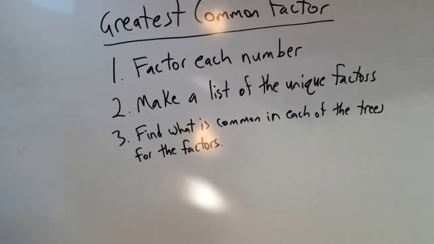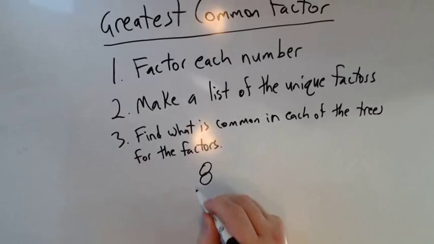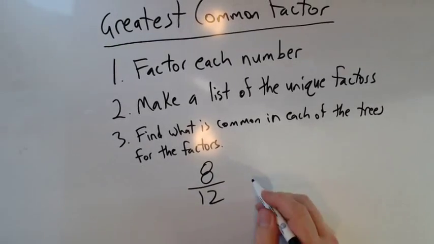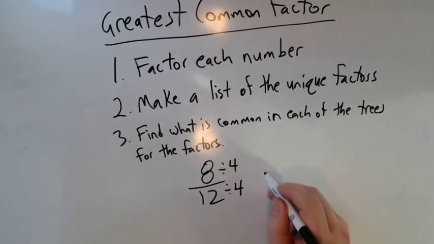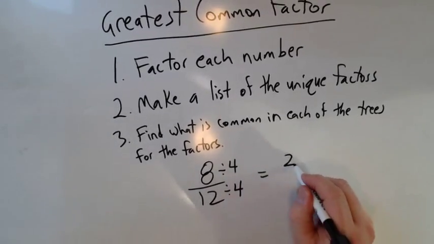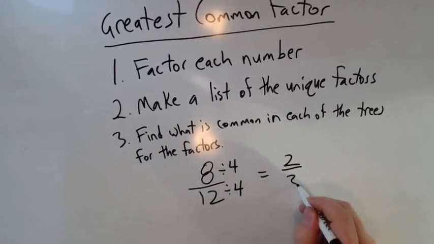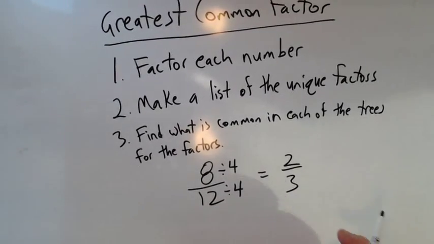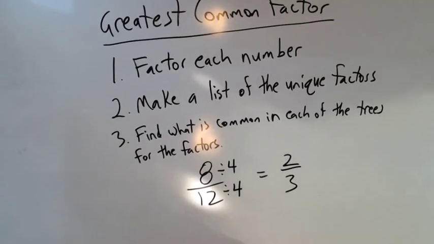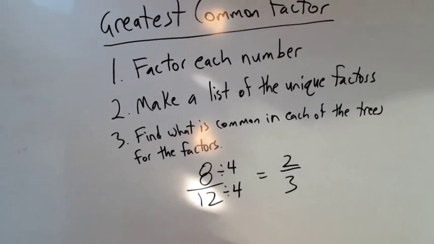So like suppose we had 8/12. Well, we found that it was 4. So we would divide top and bottom by this greatest common factor. 8 divided by 4 is 2, and 12 divided by 4 is 3. So 8/12 is 2/3 when we reduce it. And so the greatest common factor comes in handy for what we call reducing fractions.